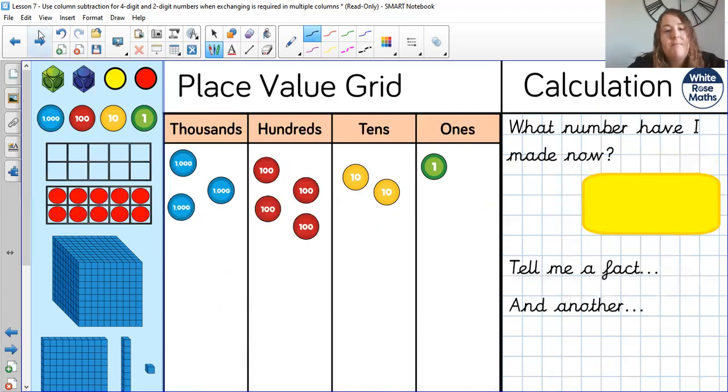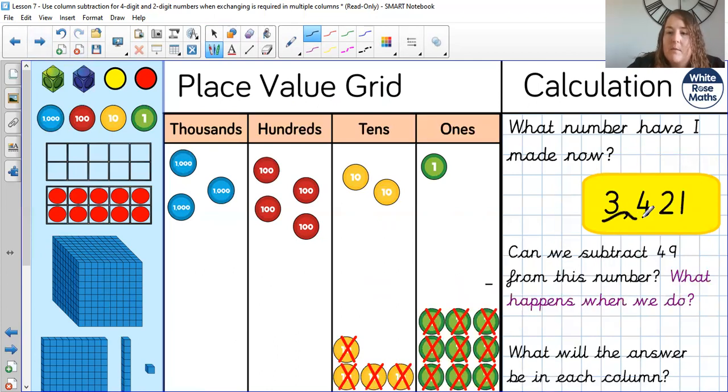Okay, let's do another one. What number have I made this time, please? Hopefully you can see a 3, 4, 2, 1, and you can know that number is 3,421. So again, tell me a fact about that number if you can, and another, and another. Okay, so from 3,421, this time we're going to be subtracting 49.